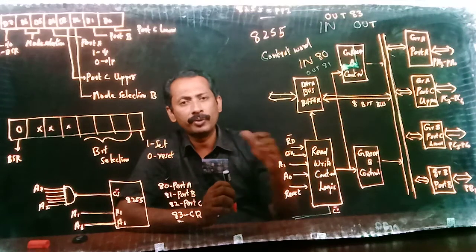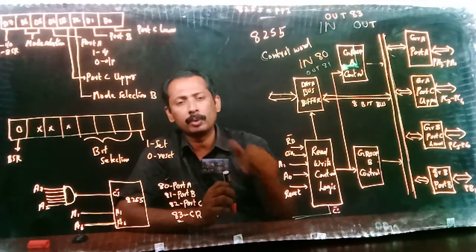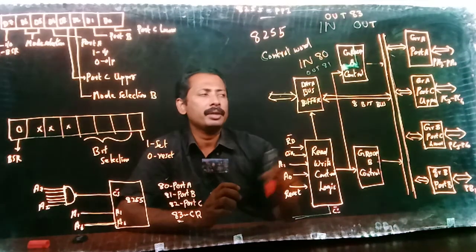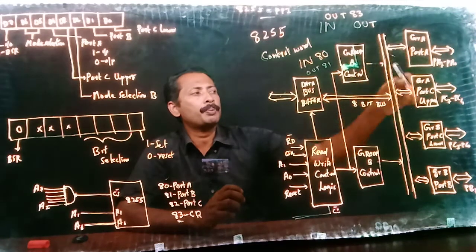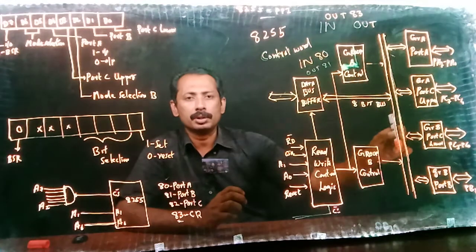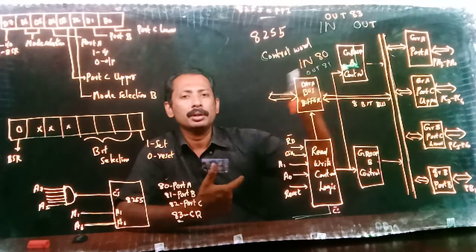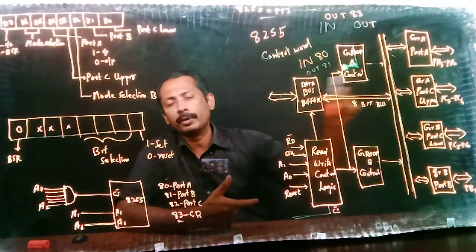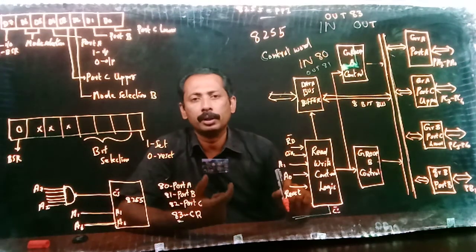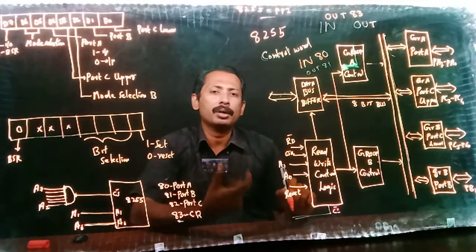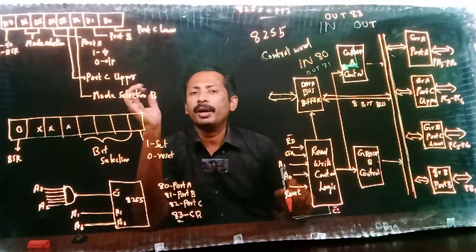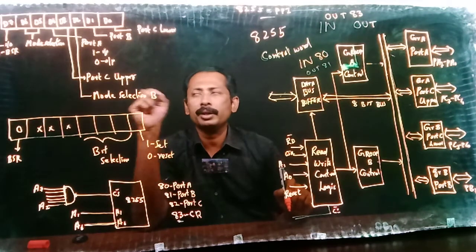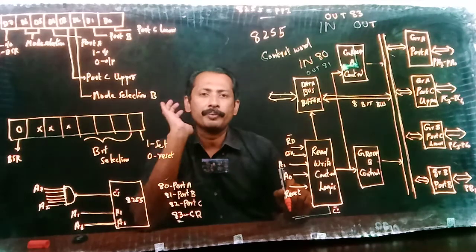So we have to form a control word in the accumulator in such a way that we serve the purpose of our logic. For example, to make the port work as an input in mode 0, what do we need? We have to form a control word. So for that we have a control word format specified by the manufacturer.